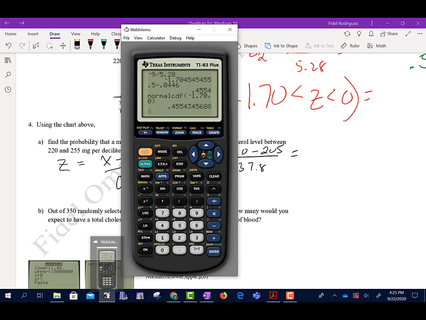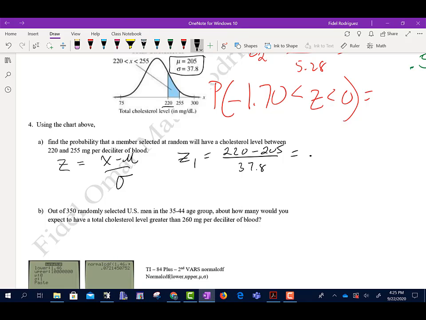So 220 minus 205 divided by 37.8. And I'm coming up with, if I'm going to round this to 2 decimal places, 0.40, because the digit after that is a 6. So that's going to be 0.40. There's my first z-value.